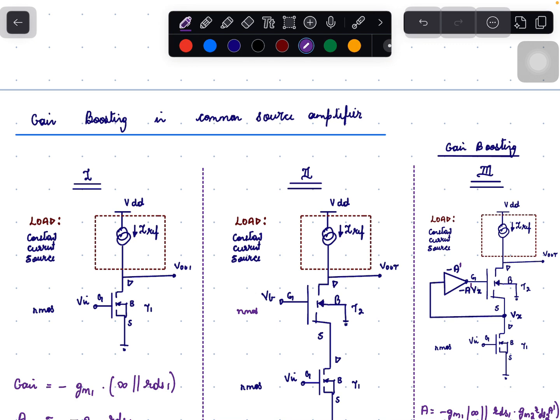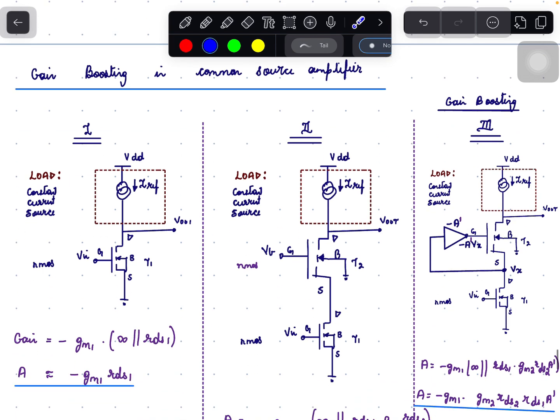We have seen a common source amplifier with a constant current source as load, as shown in circuit 1. That is, T1 is an NMOS, input is given to Vin, that is the gate of T1, output is taken at the drain of T1, and we have a constant current source as load. The gain of this circuit is given by minus GM1 times infinity parallel with RDS1. So the gain is minus GM1 times RDS1.